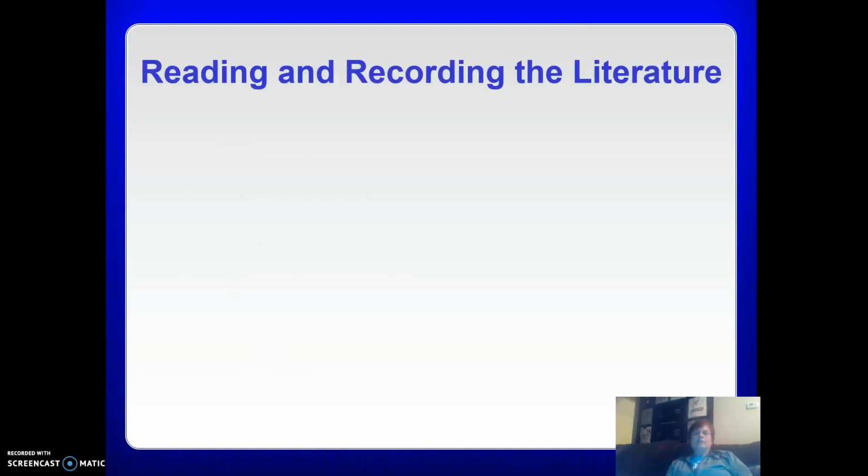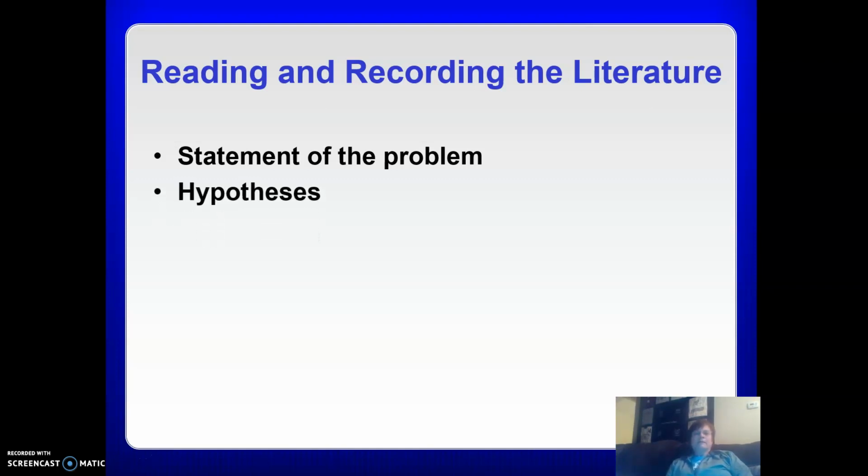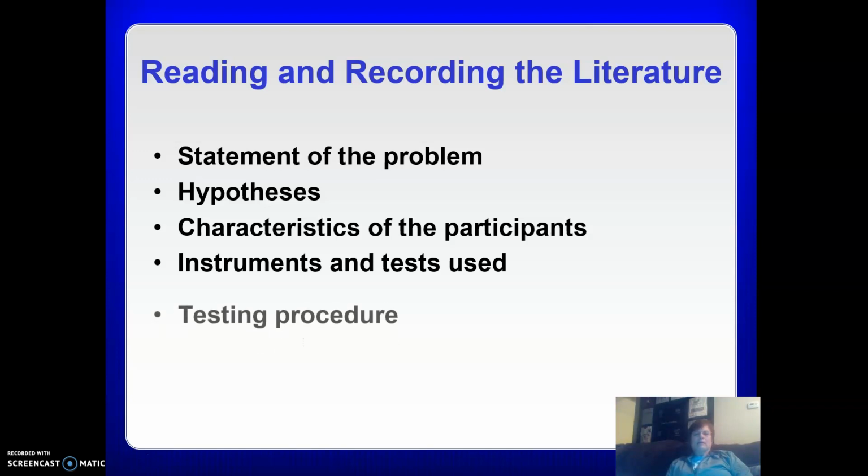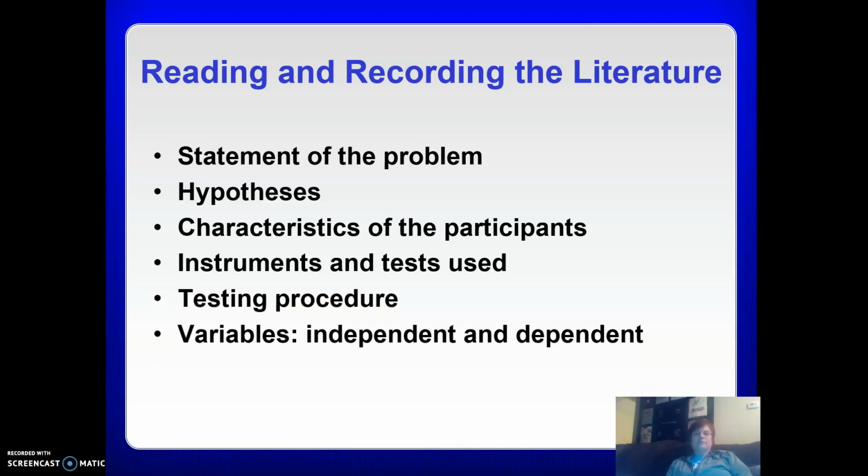As you're getting into the research and reading and recording the literature, you'll find that most of the studies you will read have the same basic format. As you read, you'll see an introduction section along with a statement of the problem. A hypothesis is stated. They'll give you characteristics of who was in the study, what they used as far as methods, instruments, tests used, how they tested, and the variables, independent and dependent. We'll talk about definitions of those later. What treatments were applied.